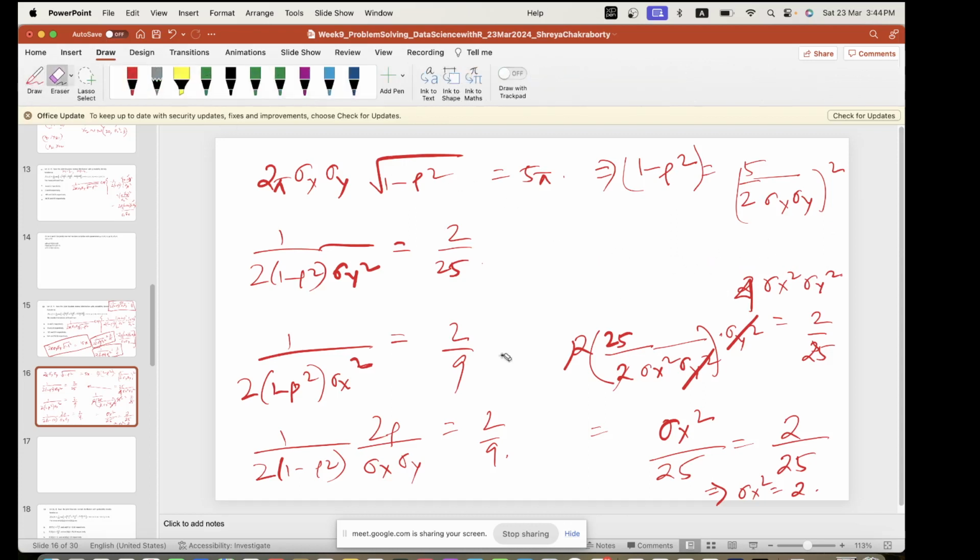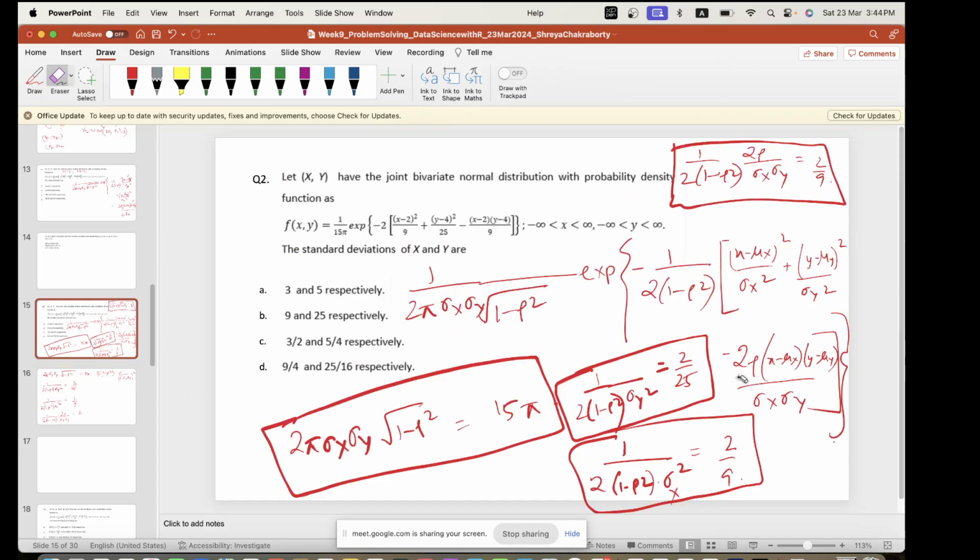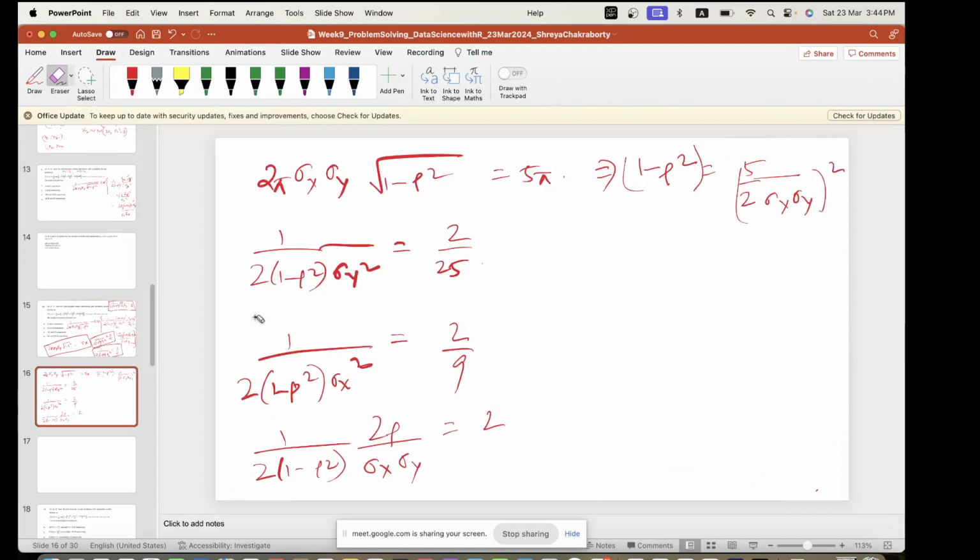We have to find out the value of sigma x and sigma y, right? Yes, you have to find out the value of sigma x and sigma y. So this one we have taken. This equation is also 2 by 9. Alright, this is also 2 by 9.